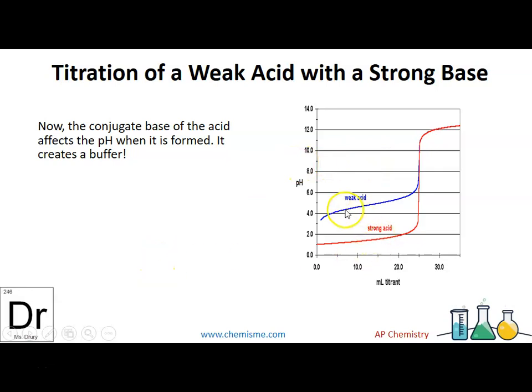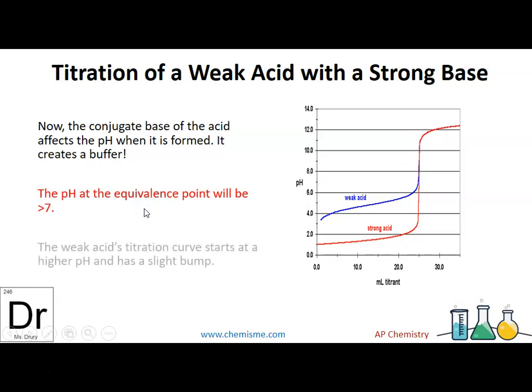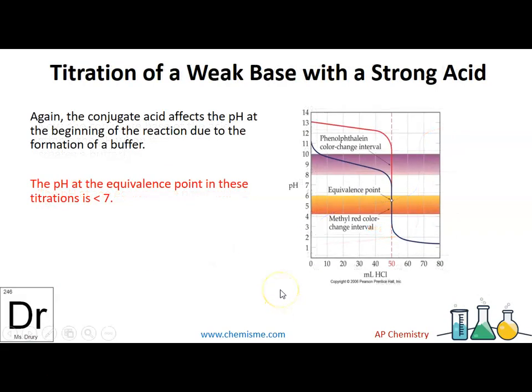So what we're saying is, because you're adding a weak acid to a base, the weak acid and the base form a salt which has the same common ion as the acid had. That creates a buffer that resists pH change. It resists pH change so well that the equivalence point will be higher due to the now basic salt you formed. Remember, we talked about how, yes, it will form a salt in water and there will be no acid or base left over at equivalence point, but that salt might not be neutral in this case. So it will be higher than 7 at equivalence, and the weak acid's titration curve starts with a higher pH with a slight bump. You can kind of see that. Again, the conjugate acid affects the pH at the beginning of the titration due to the formation of a buffer.